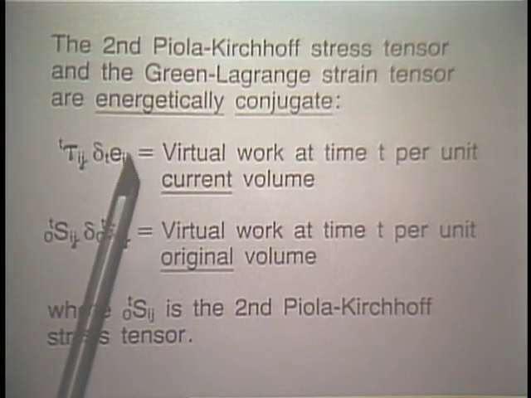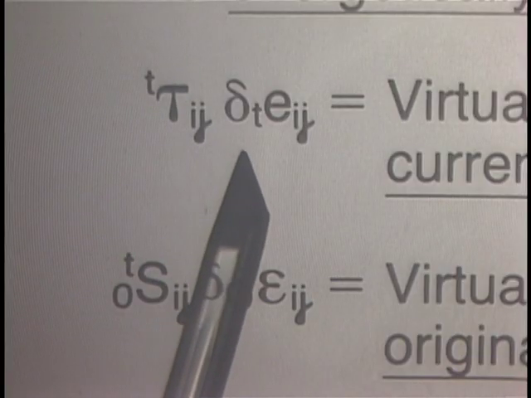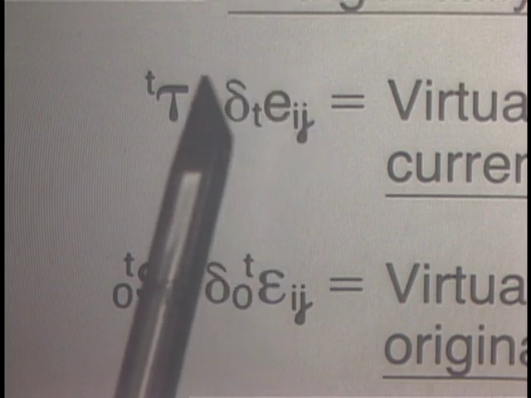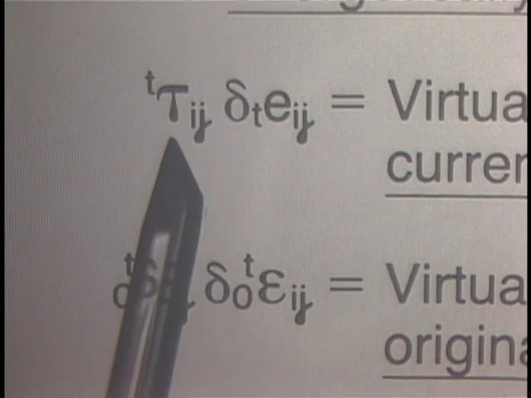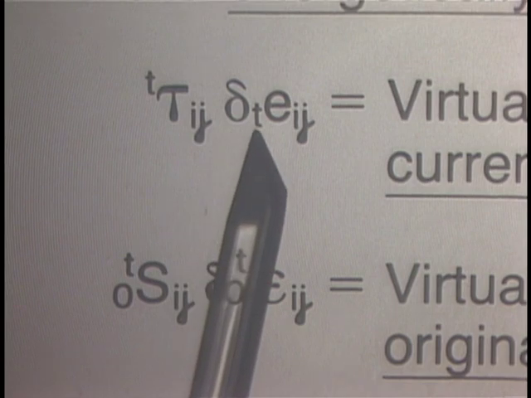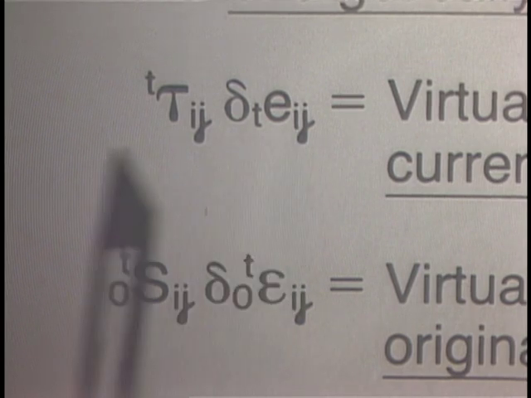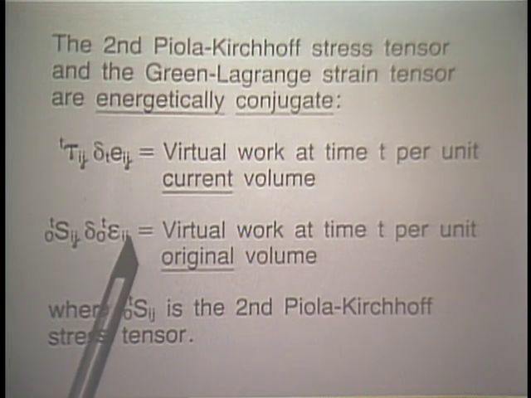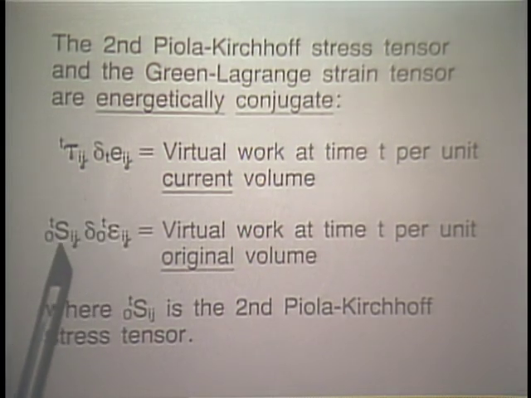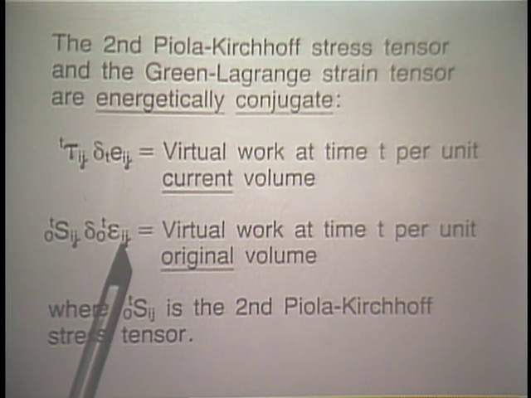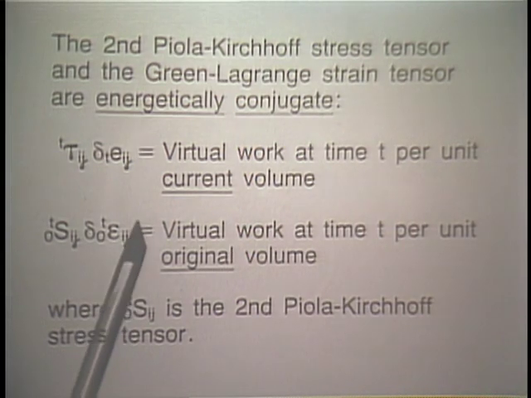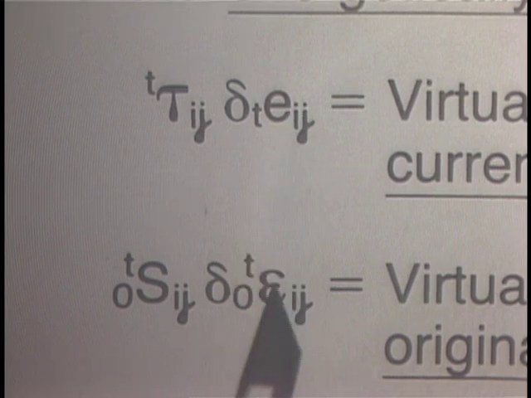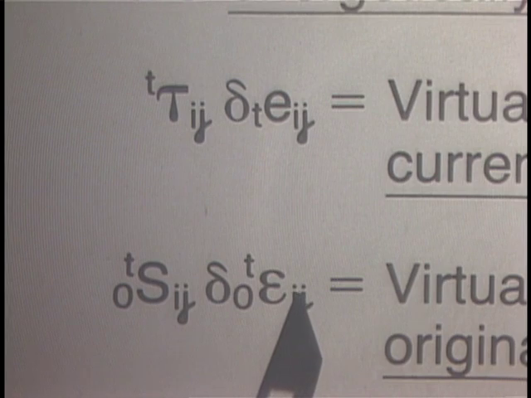happening here is that this product here, which is the virtual work at time t per unit current volume, is given, of course, by the Cauchy stress times the small or the virtual infinitesimal strain, defined this way. And here we have the virtual work at time t per unit original volume. And that is given by the second Piola-Kirchhoff stress times the variation in the Green-Lagrange strain. We already had earlier that the integration of this over the current volume is equal to the integration of this quantity over the original volume.